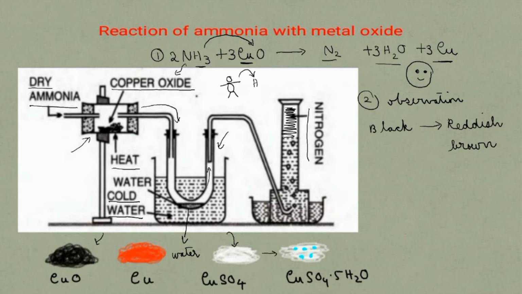What is the color of hydrated copper sulfate? It will be blue in color. And anhydrous copper sulfate doesn't have any color. For some children, they won't get the idea: what do you mean by anhydrous copper sulfate, and what do you mean by hydrated copper sulfate? For those children, I have kept one more picture on the next page. You can just see that.